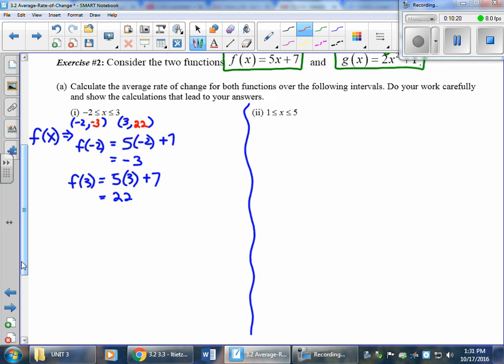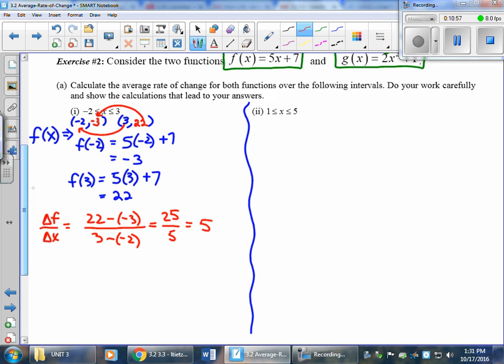So now what we can do is we can calculate what our change in y over change in x is. So we're going to say change of f over change of x is equal to 22 minus a -3 over, remember, this minus this, this minus this, over 3 minus a -2. And once we simplify that, we get 25 over 5, which simplifies to 5.